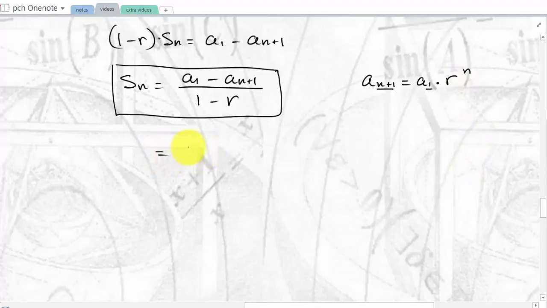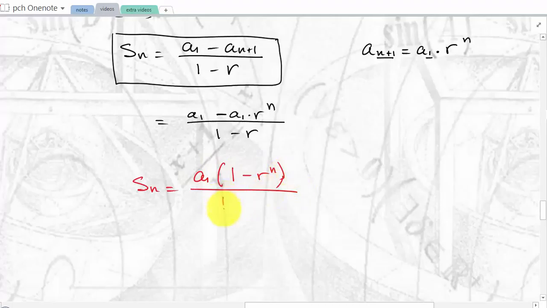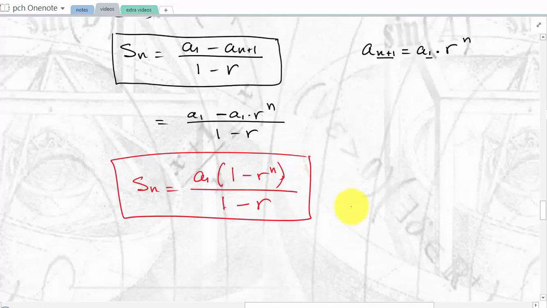So we go a little bit further and we say this is a1 minus a1 times r to the n over 1 minus r. And now if you factor a1 at the top, you land on the formula that you ought to remember. Sn equals a1 times 1 minus r to the n over 1 minus r. Okay? This is the sum of the first n terms of a geometric sequence. Let's go over some examples now.